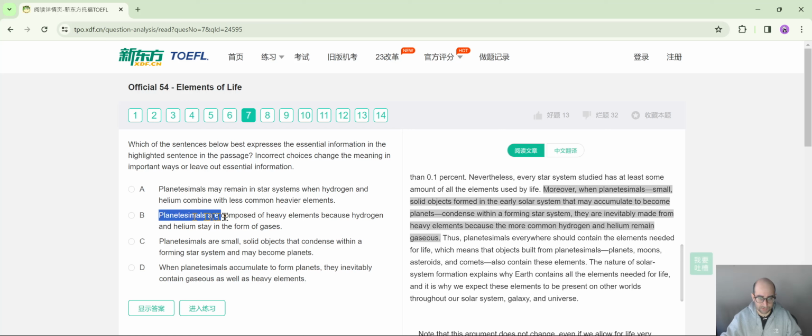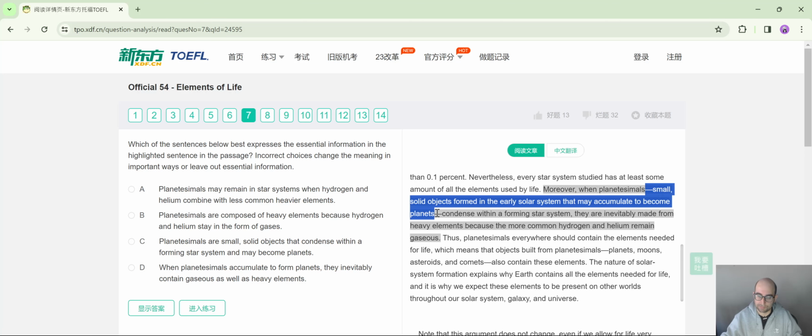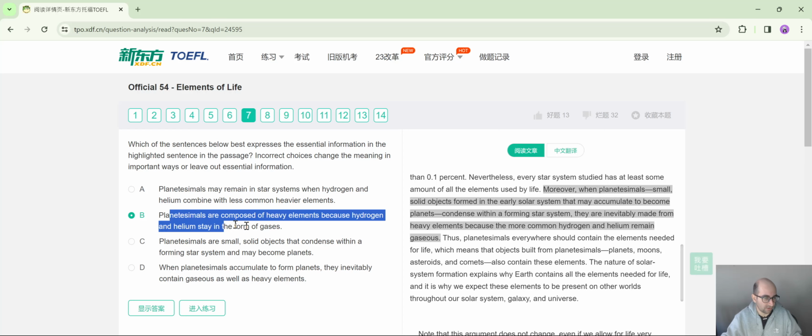Choice B, planetesimals are composed of heavy elements because hydrogen and helium stay in the form of gases. Okay, this could make sense. Now, sure, it doesn't have this information about what planetesimals are. It doesn't have to, because this is not important information. So it still looks good. It's got the important stuff there. Choice C, planetesimals are small solid objects. So this is kind of getting into the definition of what they are, which I said is optional information. It's not essential information, just minor information. So already I don't feel good about B.